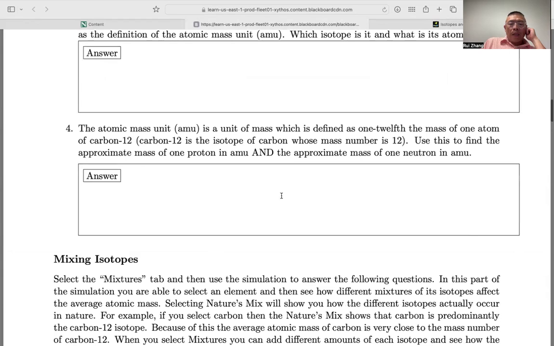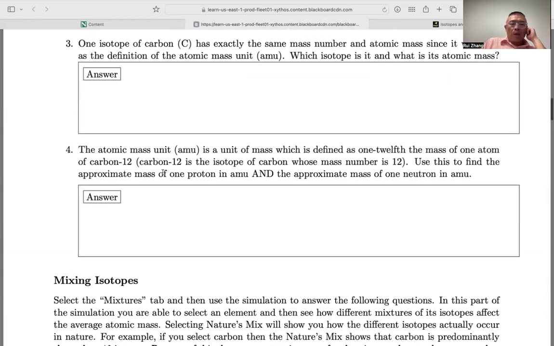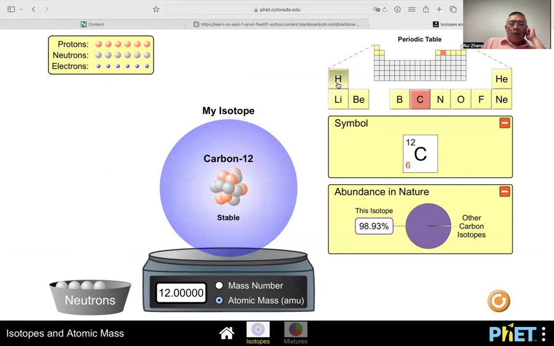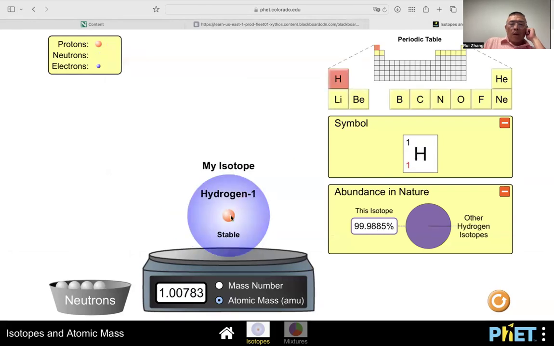For example, use this to find the approximate mass of one proton in AMU and one neutron mass. So you can simply go to here. When you have only one proton right here, what is shown here is the AMU.